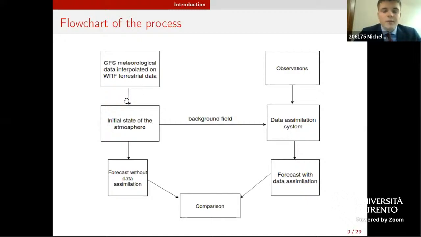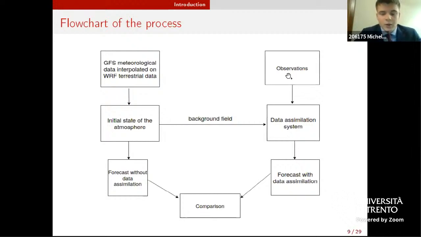This interpolation provides the initialization file, which represents the initial state of the atmosphere from which a forecast without data assimilation can be executed. However, the same initialization file can also be considered as the background field for the WRF data assimilation system. So the system takes into account the background field and its associated properly computed accuracy information and the observations that are simulated.